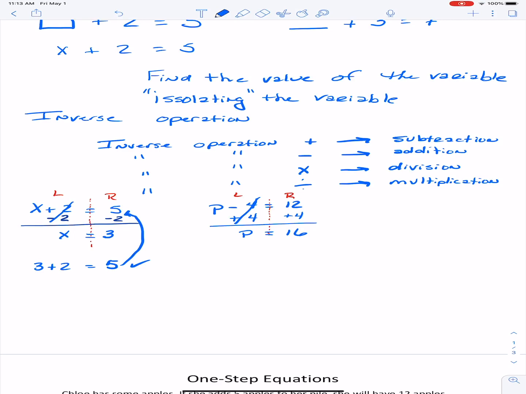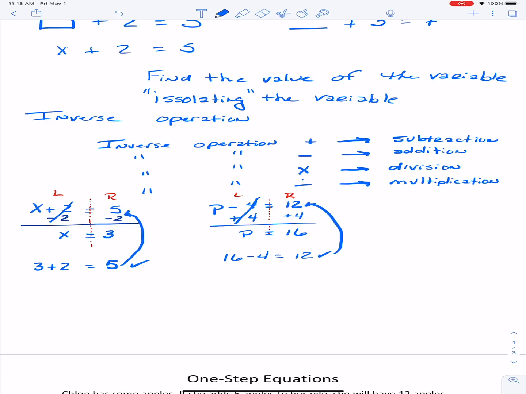I can do that here as well. I'm saying that p is equal to 16, so I can place 16 where p is. 16 minus 4 is equal to 12, and that's what the equation said, so I got it right.